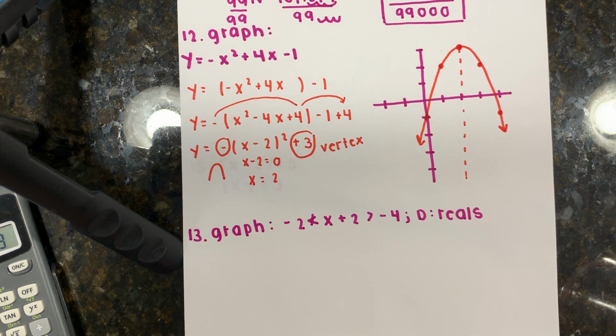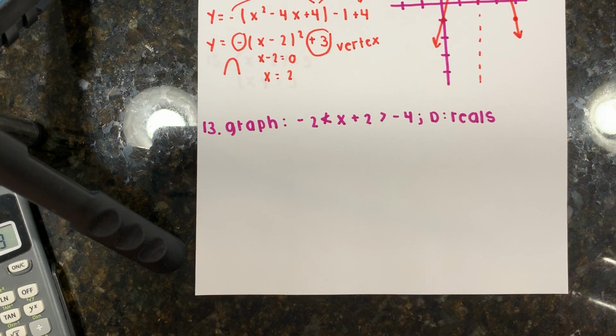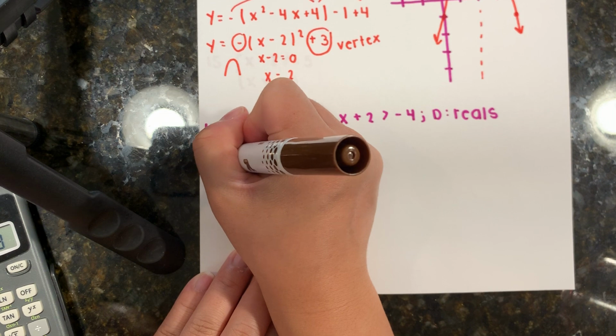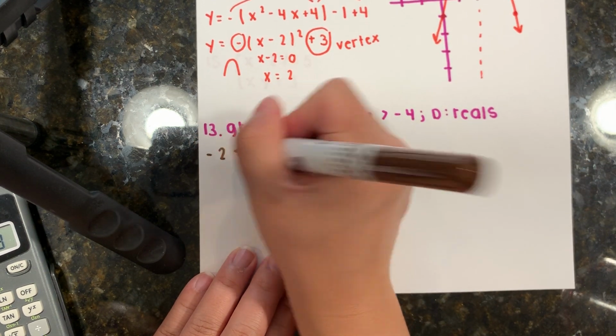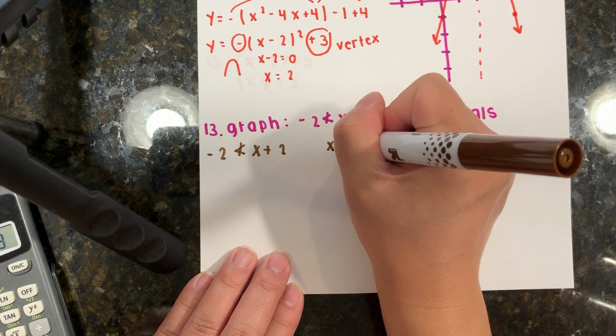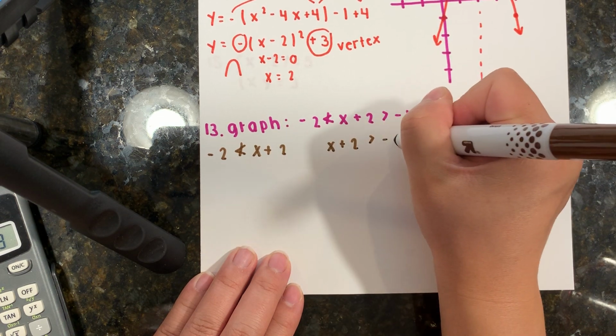And that would be your result for number 12. Now for number 13, the first thing that I'm going to do is separate out my inequalities. So I have -2 is not less than x plus 2. And then I'm going to have x plus 2 is greater than -4.